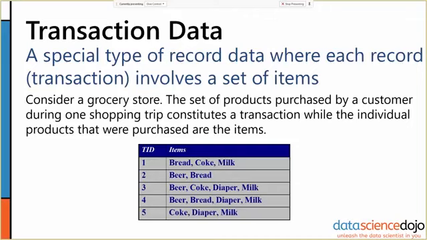If we're at a grocery store, the set of products purchased by a customer during one shopping trip constitutes a transaction, and the individual products that were purchased are the items. The difference between this and document data is that usually these items have more information than just a count associated with them. So not only is it bread, there's a price associated with that. There's maybe an inventory stock associated with that, how many are left, all of those sorts of things.